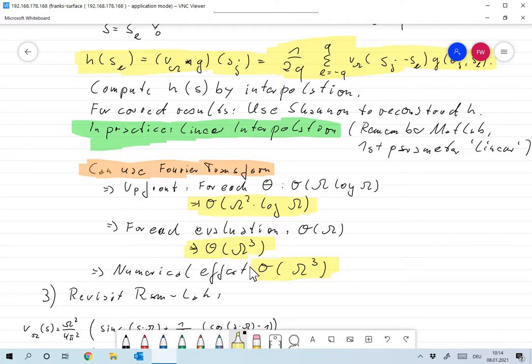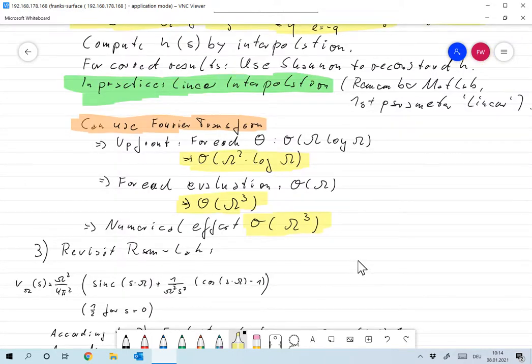So all in all, we have a numerical effort of capital O of omega cubed operations, which was actually doable in those times and which is definitely doable today. So it's not only that the inversion of the Radon transform is not that improperly posed, it's even extremely fast.